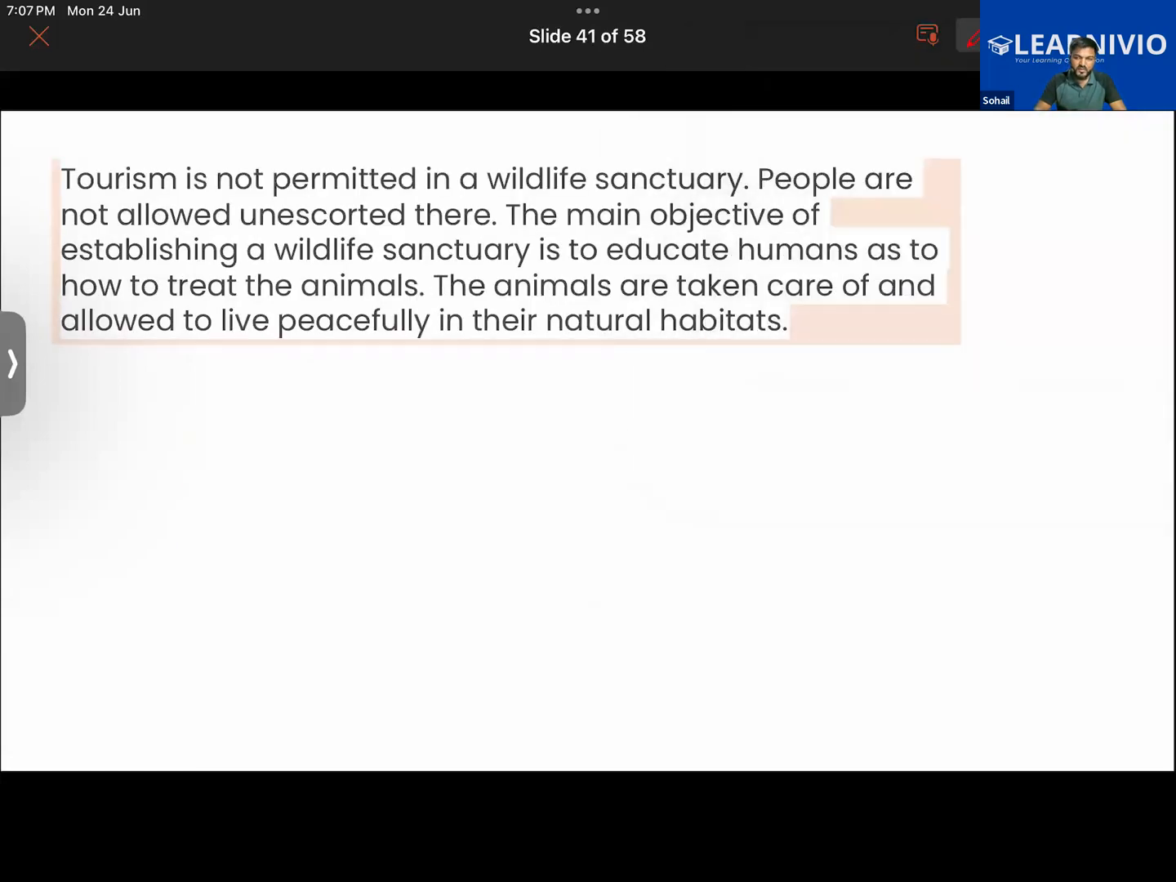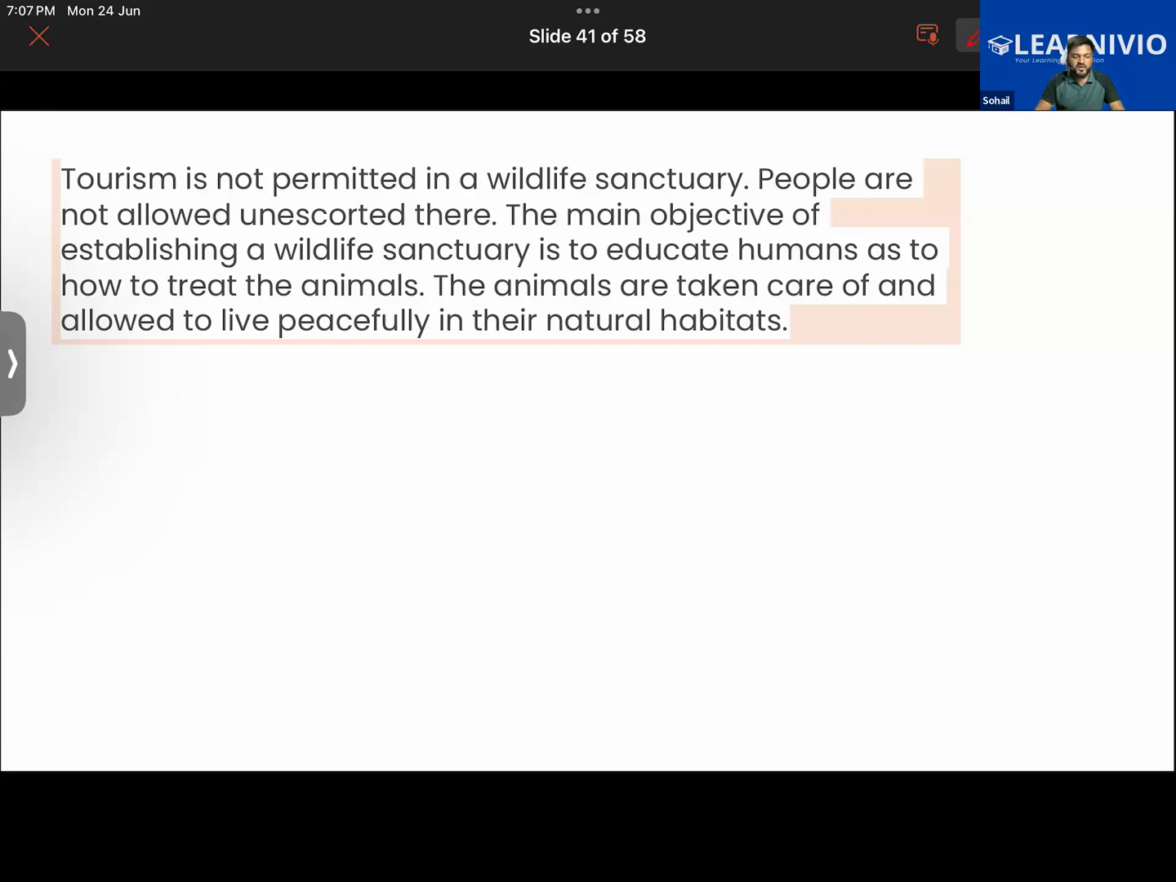Furthermore, human activities like tourism are not permitted in a wildlife sanctuary. People are not allowed unescorted there, meaning that if someone like a scientist were to go there, they have to be escorted by the forest guards. They can't go there alone. Getting it now?